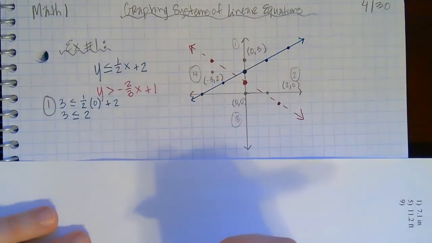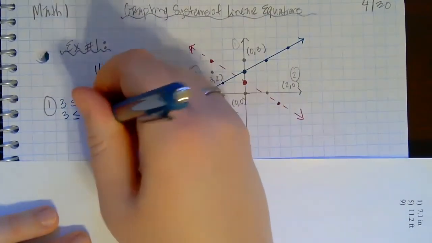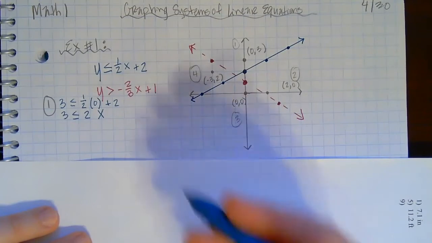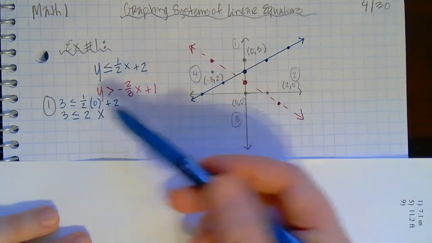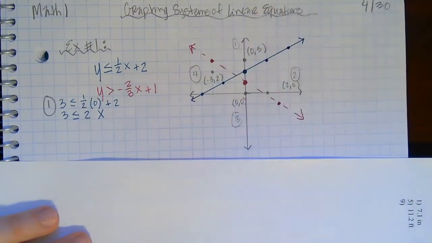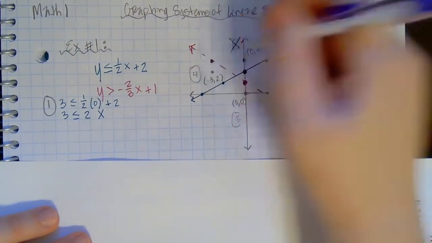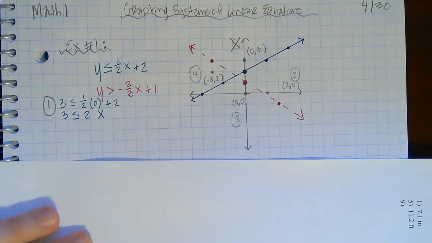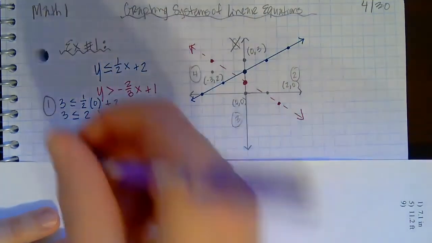Is 3 less than or equal to 2? No, it is not. Now, I could test it in the other one, but if I already got 1 not working, there's no point. That region is not going to be a solution. So I would just stop there and say that region is not a solution. Let's try region number 2.